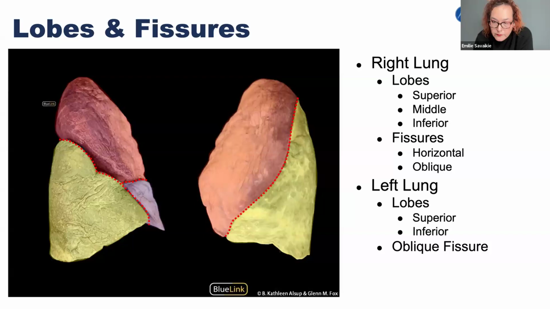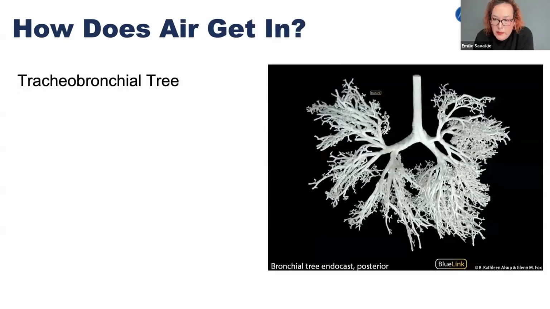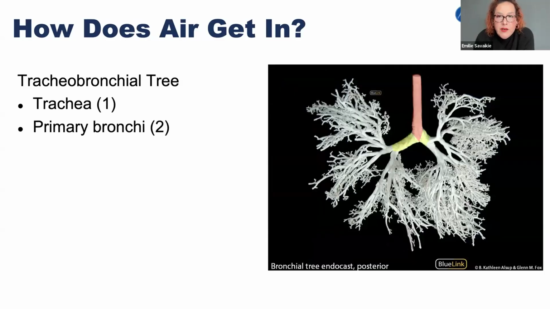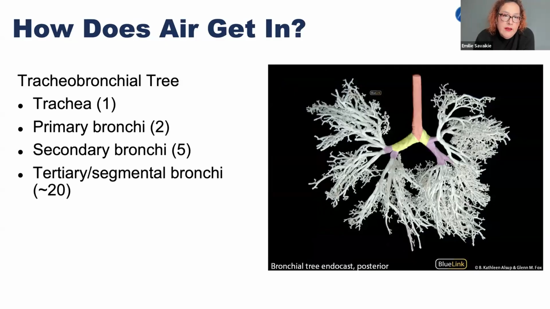And then lastly, before we get to questions, how does air get in? So we have a tracheal bronchial tree, which contains 1 trachea, 2 primary bronchi, 5 secondary bronchi, and about 20 tertiary and segmental bronchi.